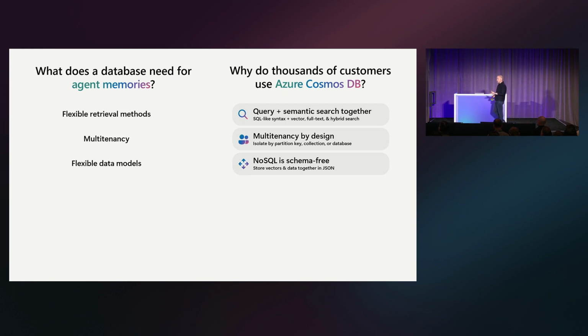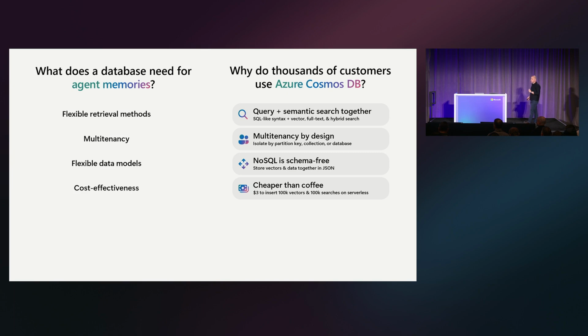You need flexible data models. As your applications evolve, your short-term memories and your long-term memories may have different structure. Cosmos DB, being a NoSQL database, is of course schema-free. All your documents are just stored, they're just JSON documents, right? You can store your vector embeddings for semantic search in the document itself alongside your other data.